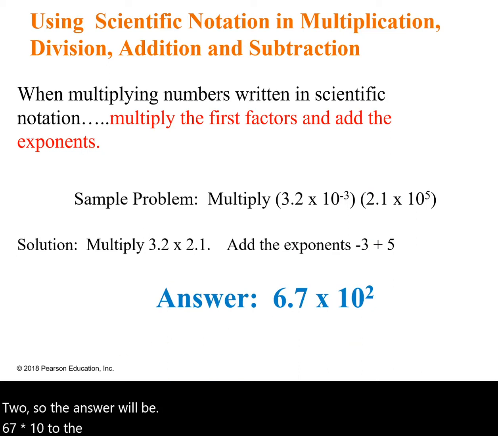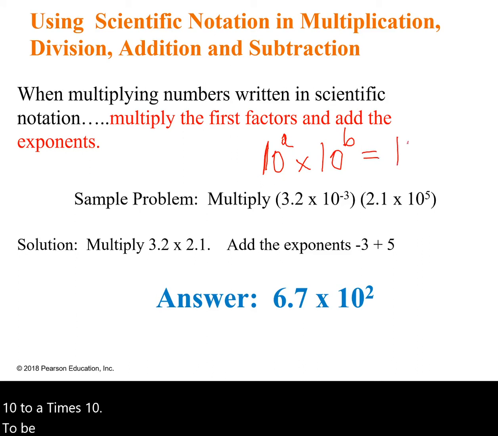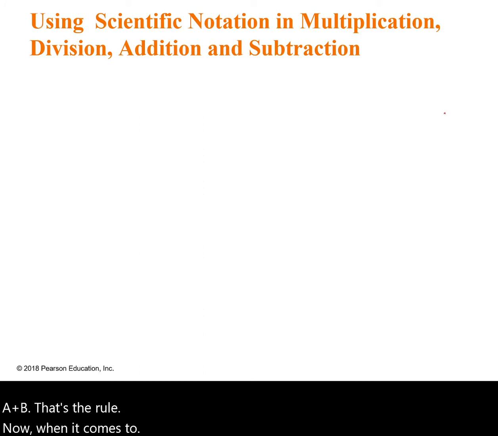All right? Okay, so the rule would be, if I have 10 to the A times 10 to the B, it should equal 10 to the A plus B. That's the rule. Now, when it comes to division, we subtract the exponent rather than adding.